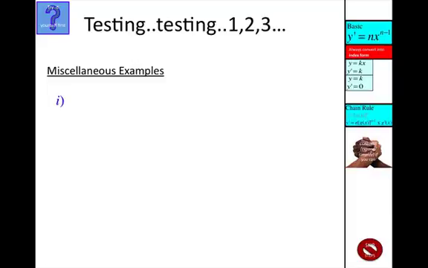So for these, and you can see the icon in the top left, try it yourself. Pause them after each one. Do it yourself on paper and cross-reference it with mine. So first one, differentiate 3 into 1 minus 3x cubed, all to the power of 4.